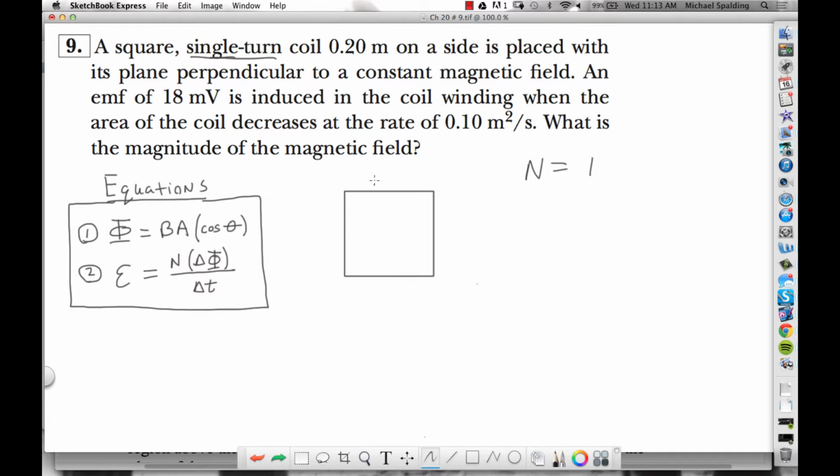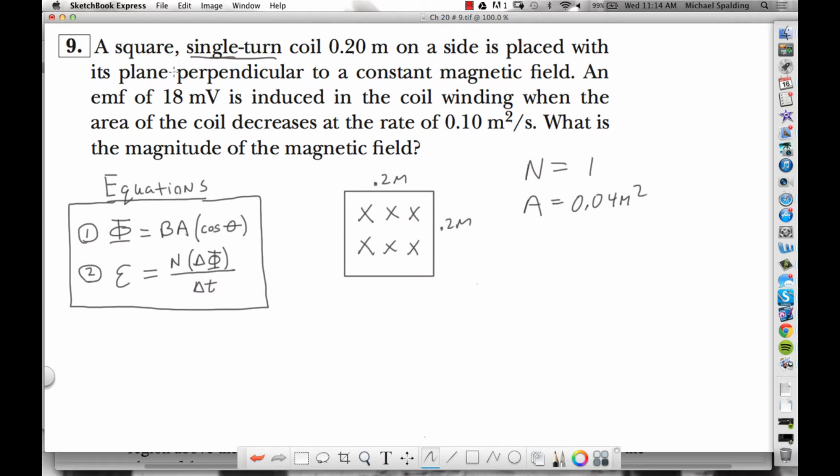Single turn. Let's see what else. 0.2 meters on a side. So if this is 0.2 meters on each side, we can calculate the area, although we're not going to use this. But the area of this loop would be 0.04 meters squared, is placed with its plane perpendicular to a constant magnetic field. So it would be like this. Look, if this is our loop, it's kind of hard to show this on a two-dimensional screen, but the magnetic field, for example, would be going straight in or straight out.